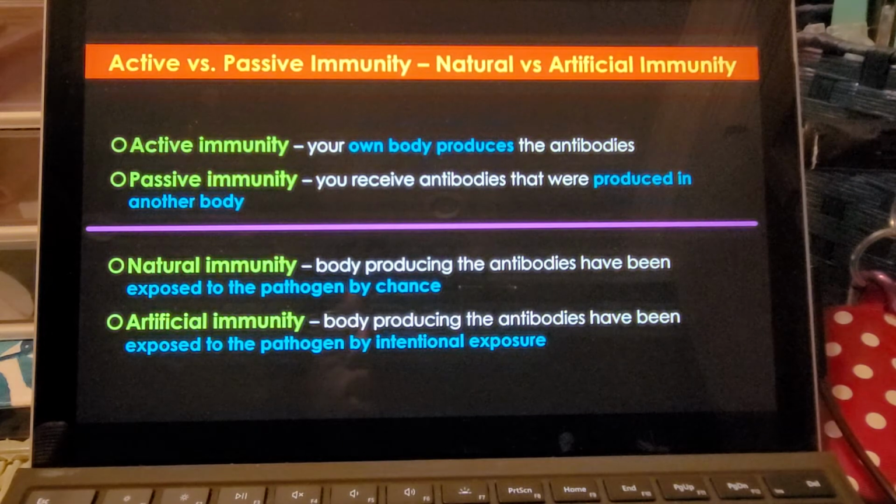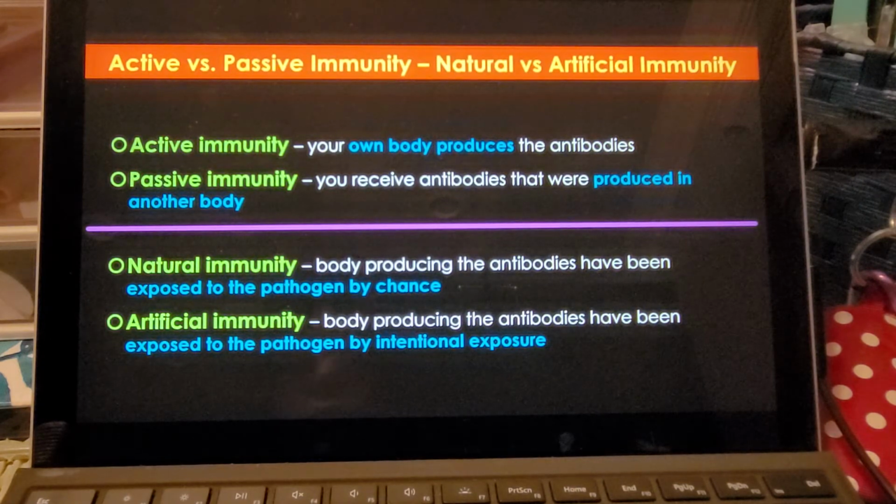So active immunity was your body produces the antibodies on its own. So you've been exposed to the pathogen, and so your body has to work and do its own production of the antibodies. Passive immunity is when the antibodies are produced in someone else's body, and you just receive passively the antibody. So one of the treatments for COVID, if you can get it, is a collection of antibodies that were produced by people who survived COVID. So that's a passive immunity against that COVID disorder.